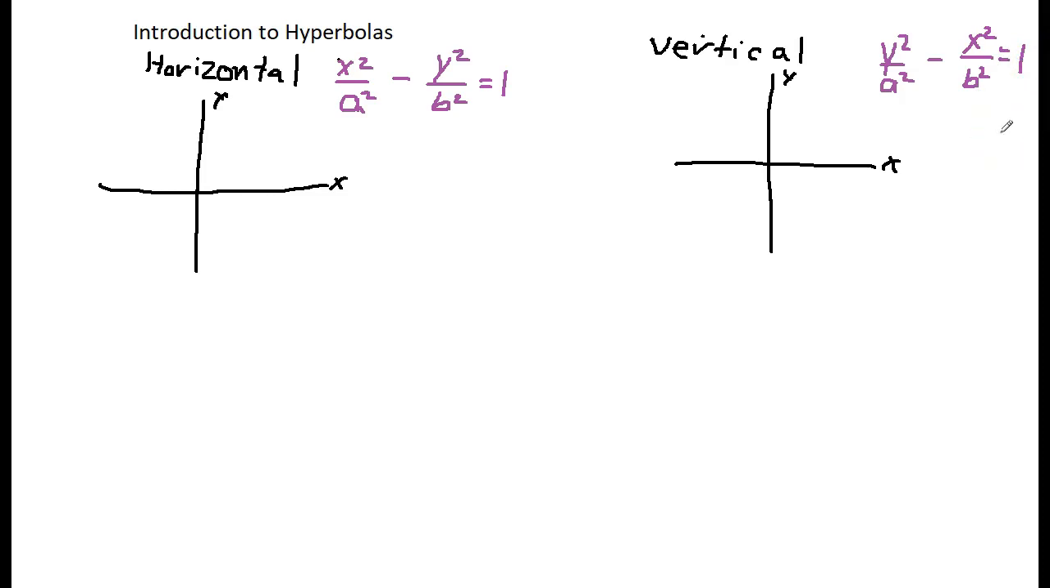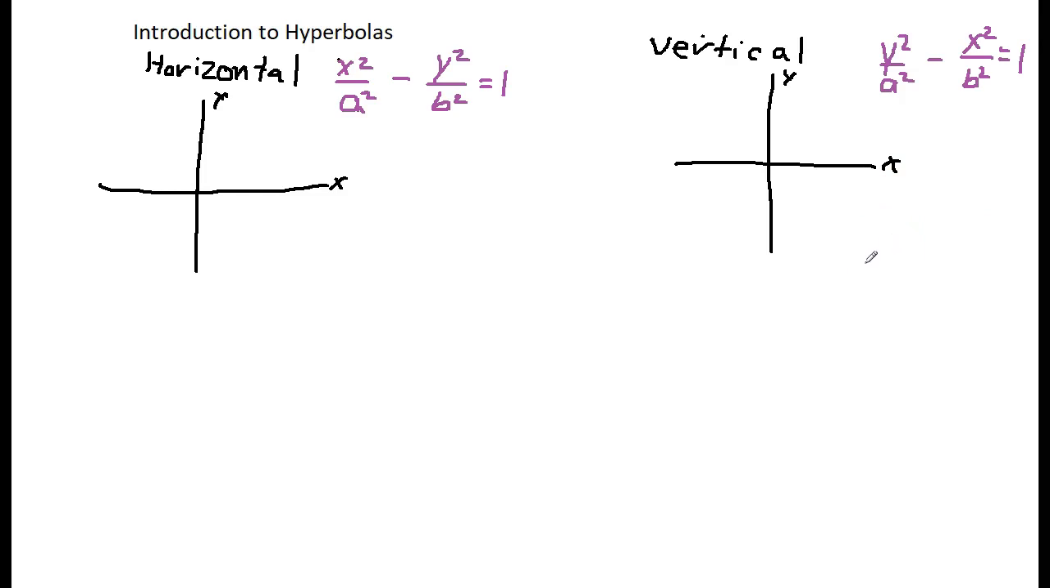Now, notice the difference in the two equations. The x squared is doing the subtracting, and the y squared is being subtracted. The y squared is doing the subtracting in the vertical, and the x squared is being subtracted. You notice the a squareds and the b squareds do not change position. Alright, so let's go over some generic parts.